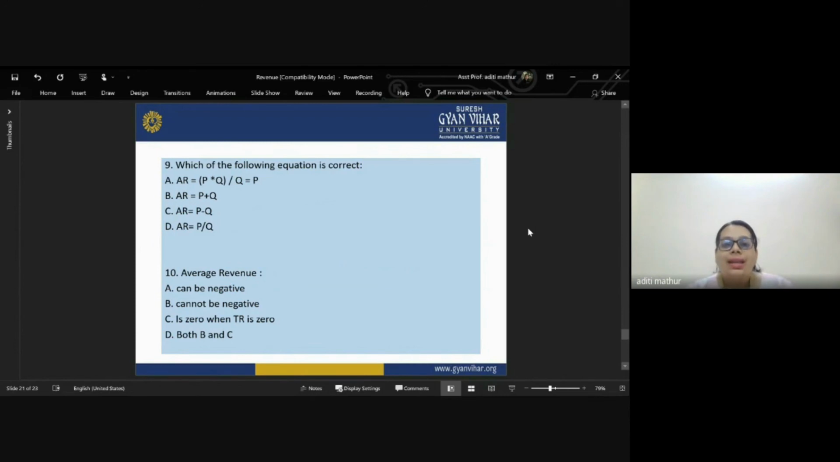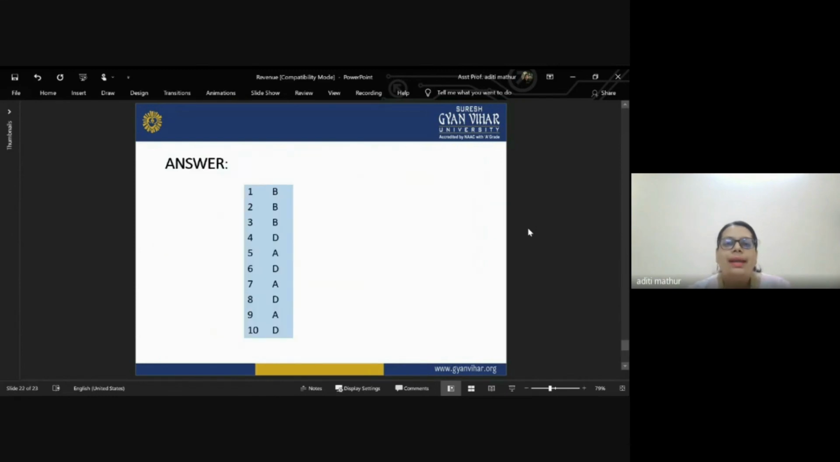So now let's discuss the correct answers of all the 10 MCQ questions. The correct answer for question number 1 is option B. For question number 2, it's option B. For question number 3, the correct option is option B. For question number 4, the correct option is option D. For question number 5, the correct option is option A. For question number 6, the correct option is option D.